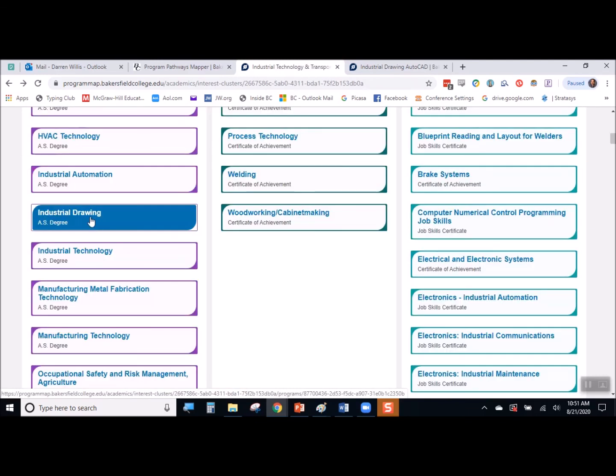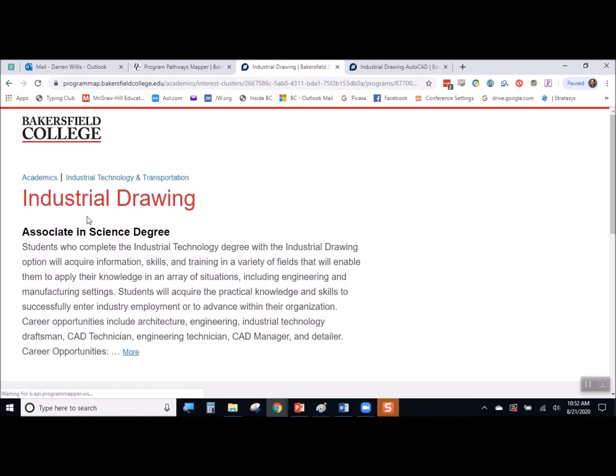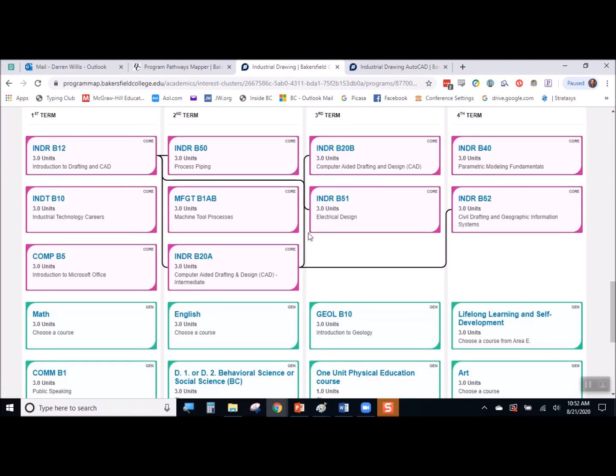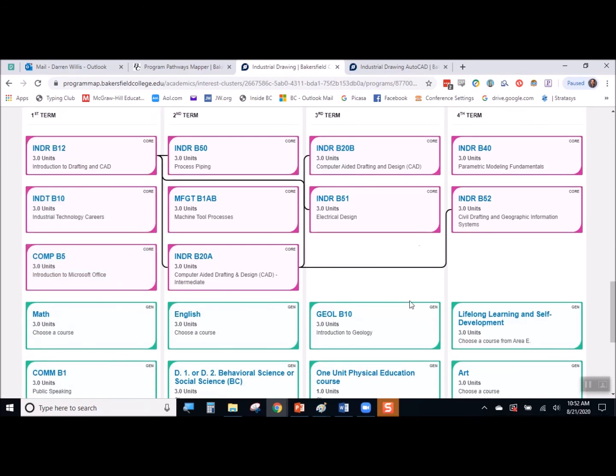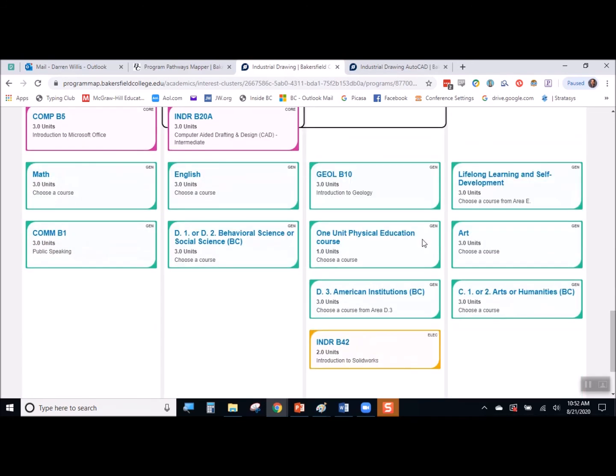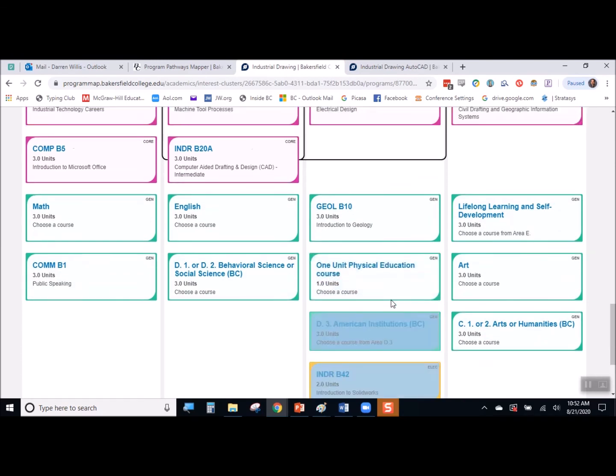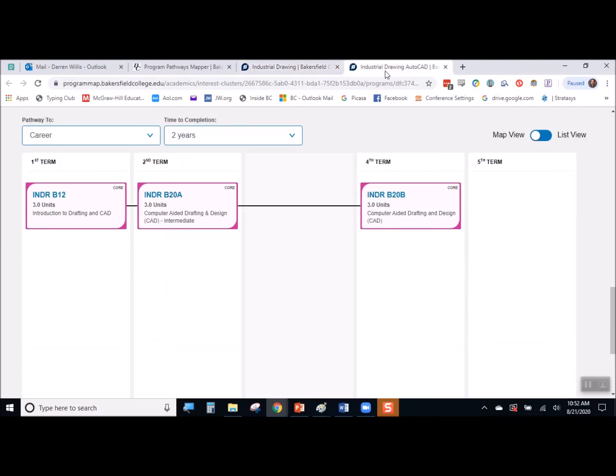For the associate's degree, we have the industrial drawing A.S degree, and I've been over this with the counseling department, worked with Bryn to make sure that what's laid out here matches up with what the expectations are for the student. So Program Mapper lays it out fairly well.